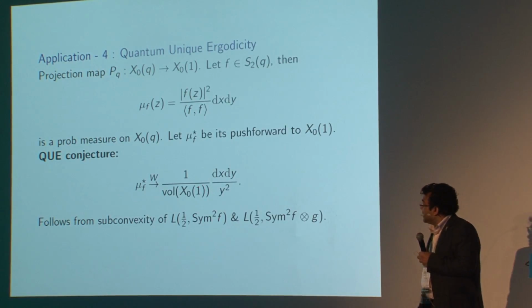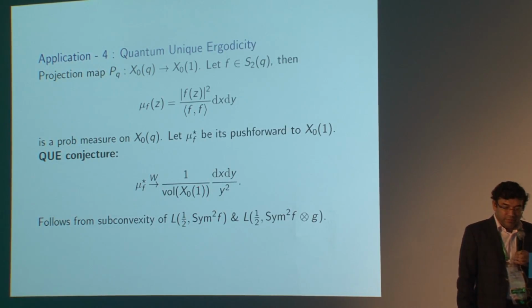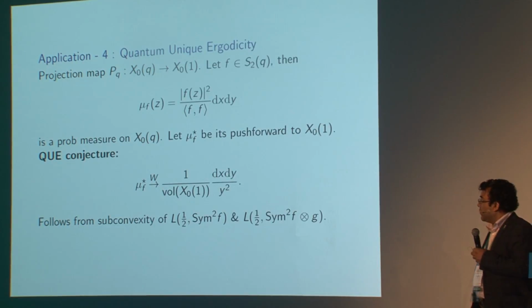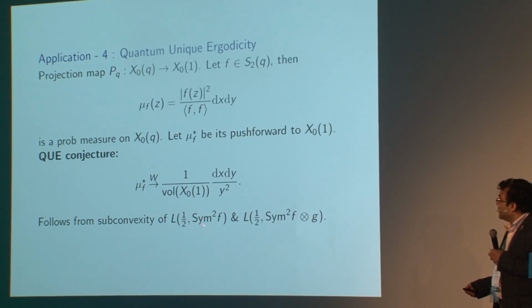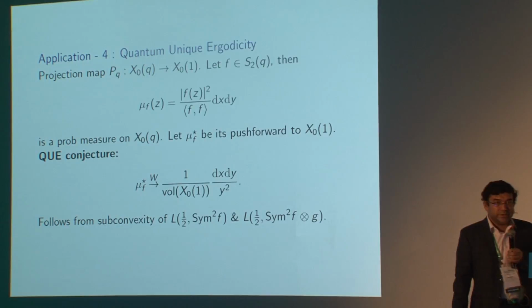It's known that this will follow from subconvexity bounds for the symmetric square L function of f, and the L function of the symmetric square of f tensor g, where g is another GL2 form. This is a degree 3 L function, and this is a degree 6 L function. If you have a subconvex bound in the level aspect for both of them, then you have this weak convergence.